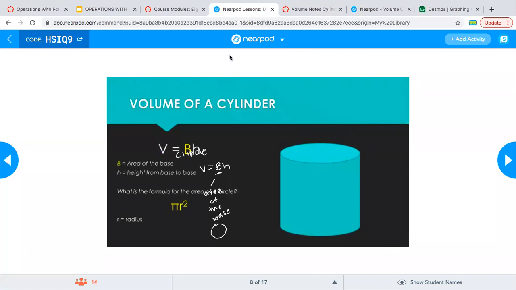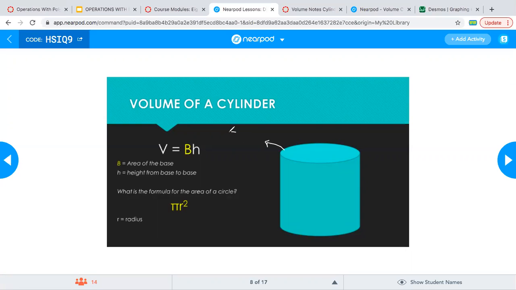So for a circle, the area of a circle is pi r squared. Write that down. Pi r squared. The area of a circle is pi r squared. Do we remember what r stands for? It's radius. Radius. Do we remember what radius is? No? Okay. So my base is a circle.